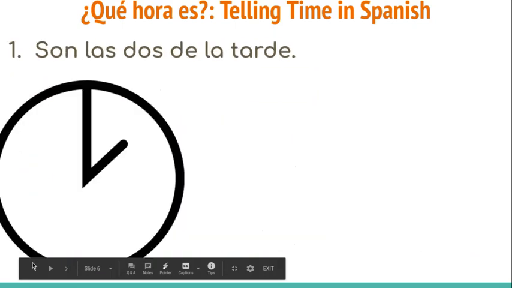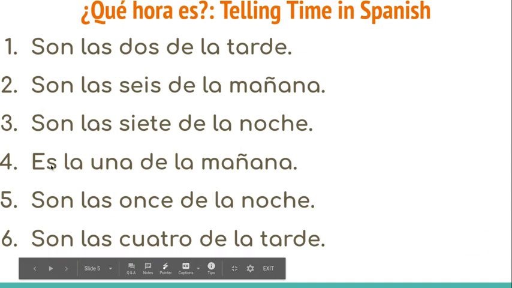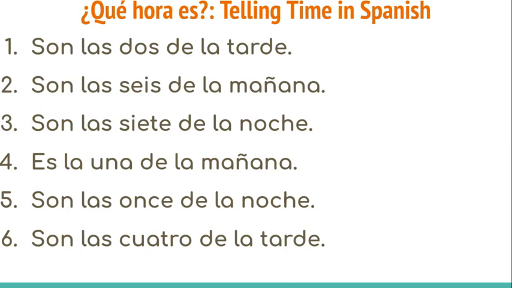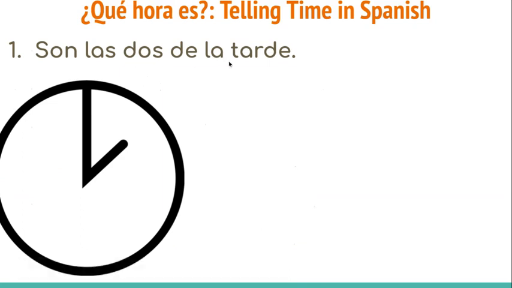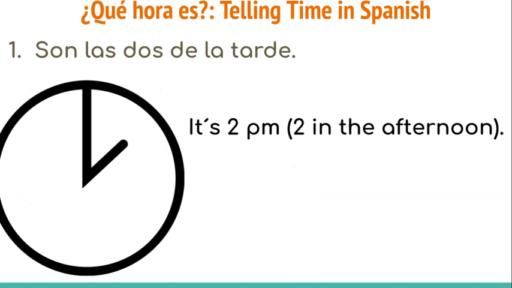All right, chicos, we are going to see if we can say these 6 times in Spanish together and then figure out what they are in English. So we'll start off with Son las 2 de la tarde. Please pause the video for a moment. I'll count to 5 here, and then we will see what that is. But see if you can figure out what that time is in English before I tell you. 2, 3, 2. If you wrote down it's 2 p.m. or 2 in the afternoon, that would be correct.